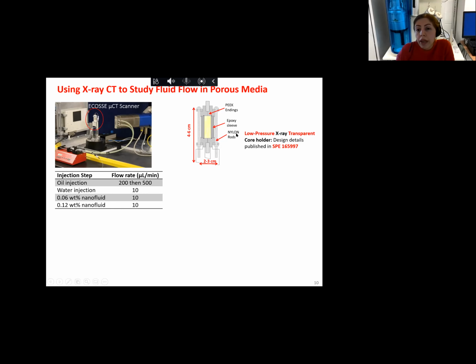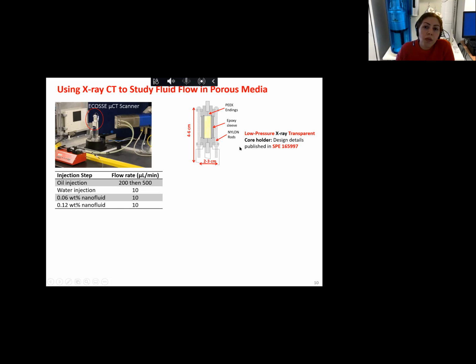So what we did was that we had a core plug and we used an X-ray transparent core holder. It's a simple design. It works for low pressure systems, and the details of it are published in an SPE contribution. If you're interested, you could follow that. But it's a simple and nice design. It works very well because it's highly X-ray transparent. So to do this, we had a core plug. We encapsulated this in resin, and we had 2 end pieces that were all assembled together using nylon rods. So everything was highly X-ray transparent.